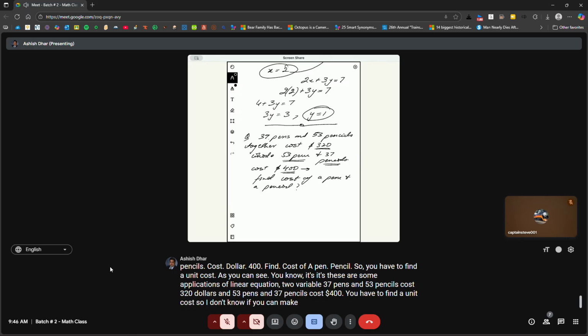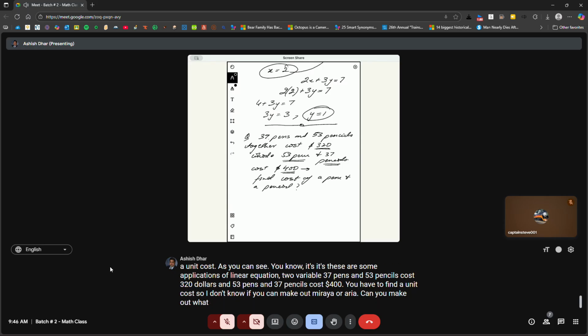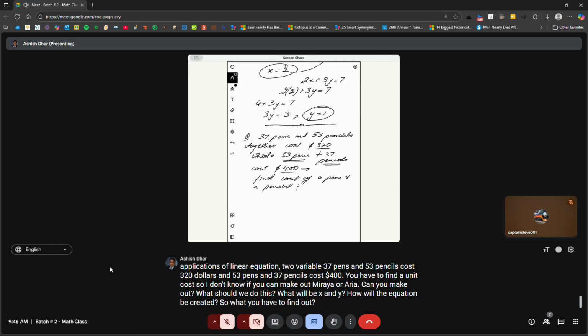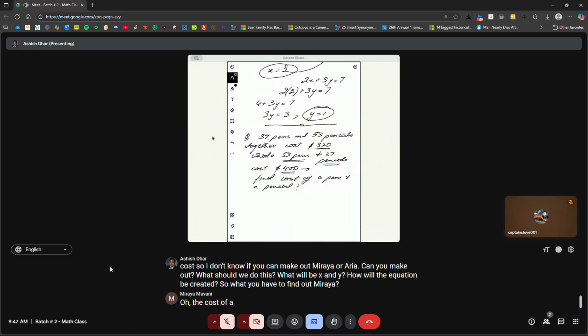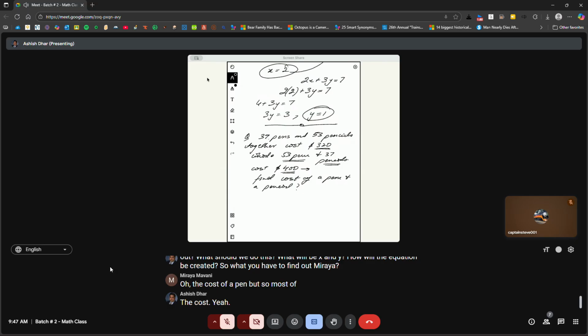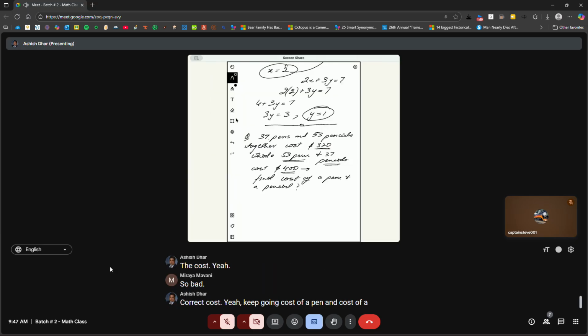I don't know if you can make out, Miraya or Arya, should we do this? What will be x and y? How will the equation be created? So what do you have to find out, Miraya? The cost of a pen and the cost of a pencil.